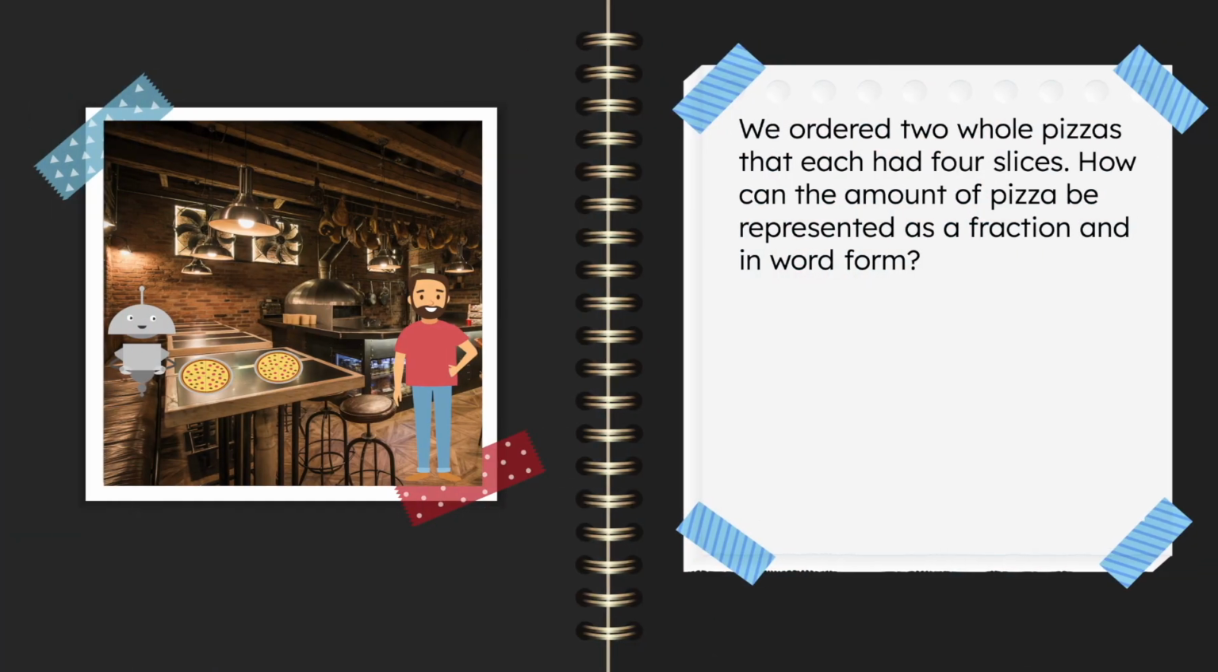Here's a photo from our first stop at the pizza shop. Mia wrote, "We ordered 2 whole pizzas that each had 4 slices. How could the amount of pizza be represented as a fraction and in word form?" Pause the video here to answer the question in the caption. Record your thoughts in your guided notes.